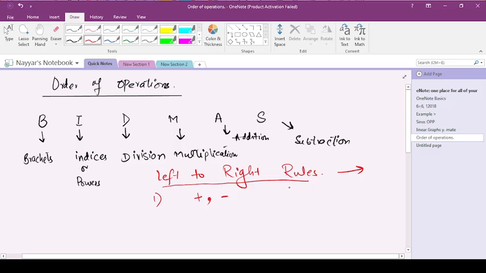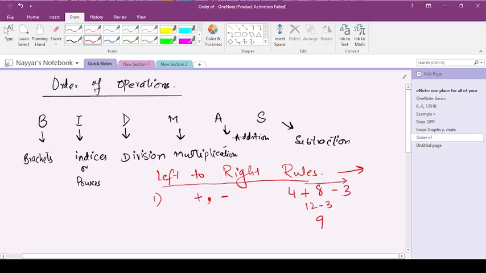Okay, let me explain how. For example, you have 8 plus 4 minus 3, or it could be 4 minus 8 plus something. It could be anything if you're just having two kinds of operations. You will solve from left to right. You're not going to use BIDMAS. You're going to solve from left to right like this: 8 plus 4 is 12, 12 minus 3 is 9.